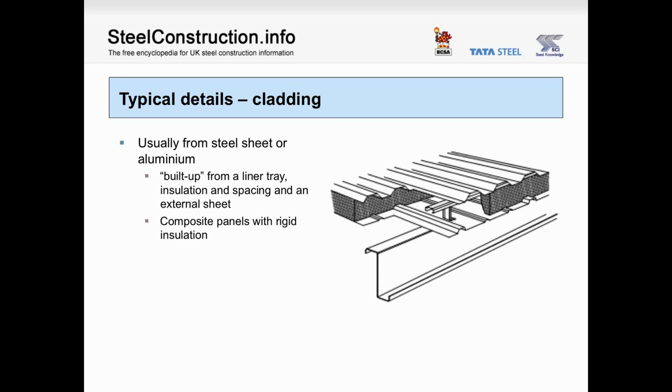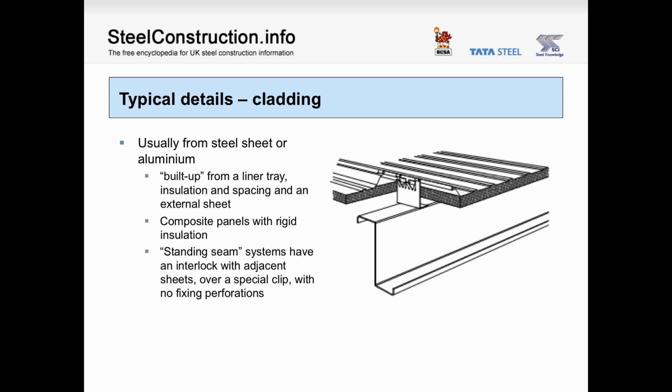There are various types of cladding, which may be aluminium or it may be steel, in a multitude of colours and in many different profiles. It may be built up on site with loose insulation, or it may be delivered to site as composite panels with a rigid core bonded to both sheets. And these types of cladding are generally screwed to the purlins.